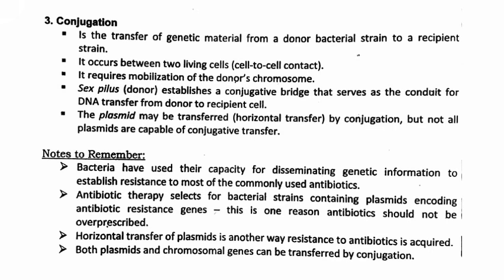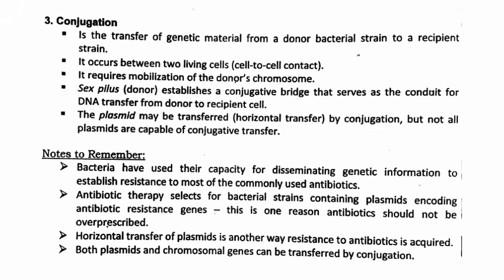Now, the third mechanism of gene transfer is called the conjugation process. In conjugation, it is the transfer of genetic material from a donor bacterial strain to a recipient strain, and it requires close contact between the cells. So, it occurs between two living cells, and it requires mobilization of the donor's chromosome. Literally, this conjugation process is like a sexual phase of transferring the genetic material of your bacteria.